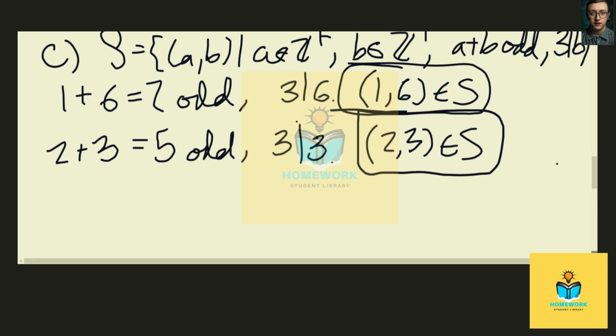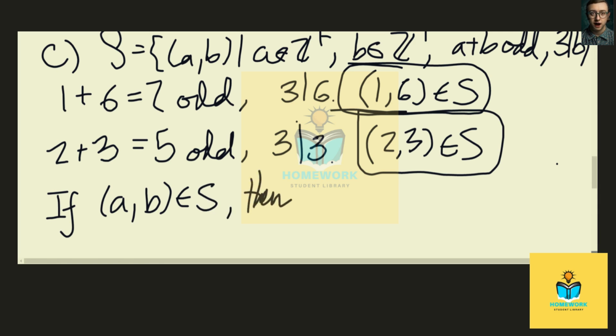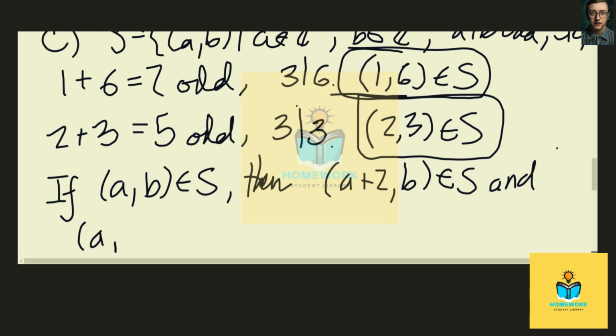And now for the recursive step, we have that if AB lies in S, then we notice that we can obtain all the other points by adding a multiple of 6 to the second coordinate or a multiple of 2 to the first coordinate. So it follows that A plus 2B is in S, and we have that AB plus 6 is in S. Notice that we couldn't just add 2 to the second coordinate, because then B will not be divisible by 3 if we just add 2. So we have to add 6. And so this is our recursive definition.